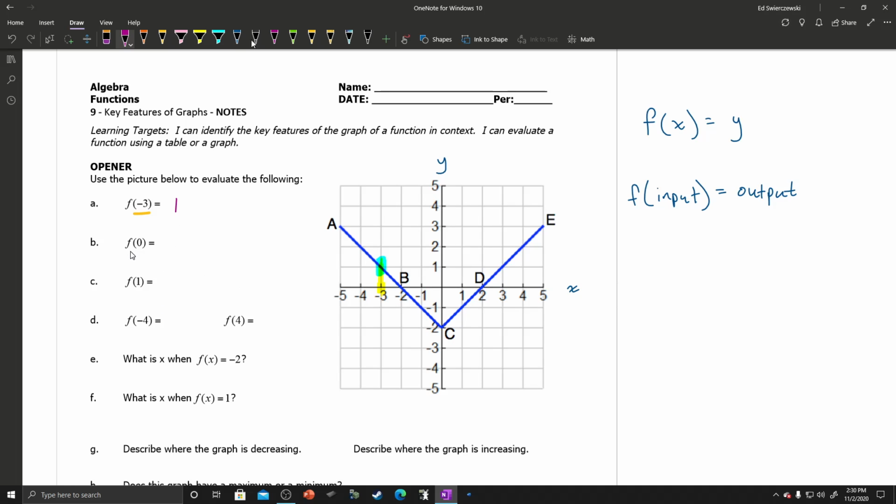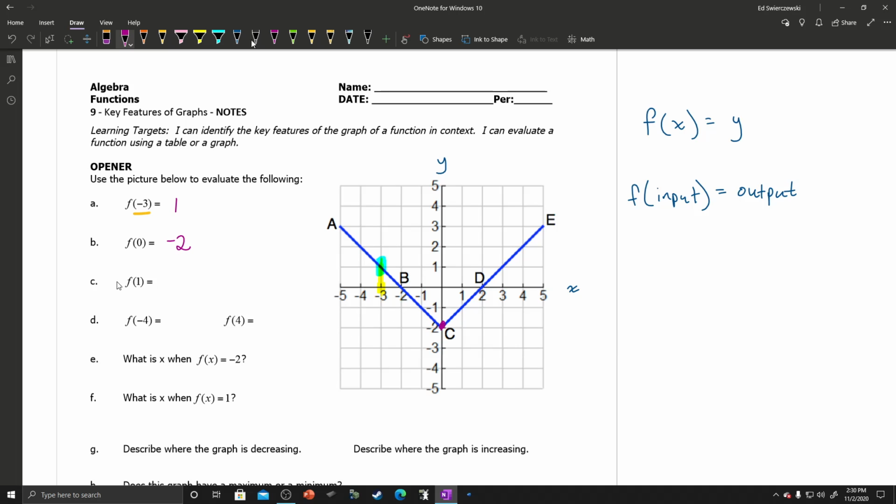Right, you can do that with f of 0, so now we look on the x-axis at 0, find the y value of the graph, which is right here, so that would be -2. So I'd like you guys to try C and D. Pause the video, try that.